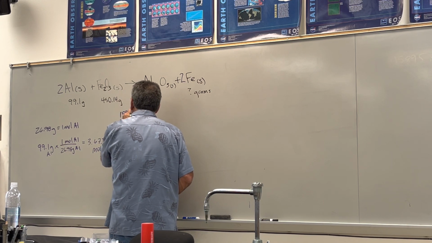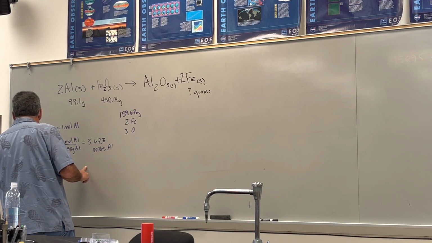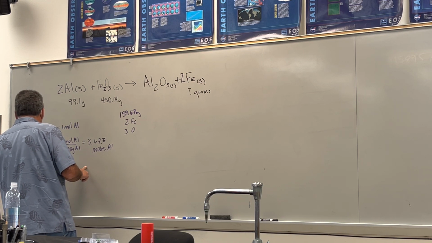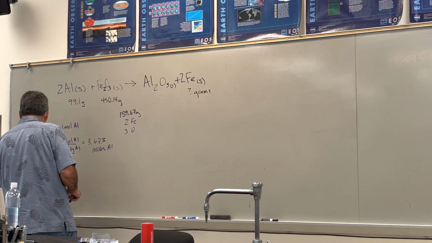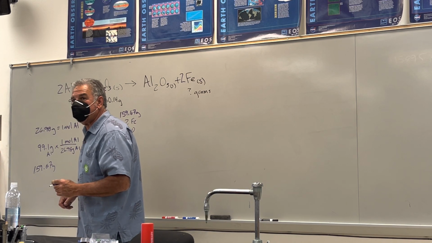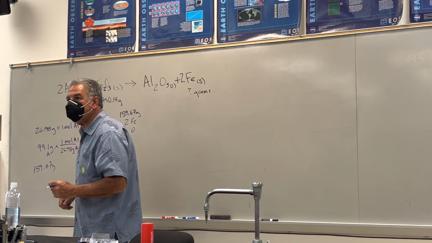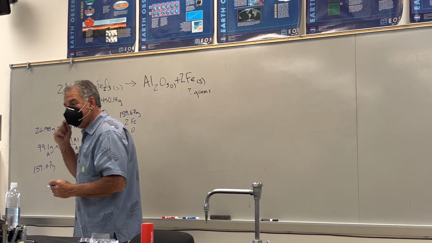159.67, right? And once you know how to calculate them, you probably look them up. I got 111.7. And then you add for the iron, and then you add the oxygen.